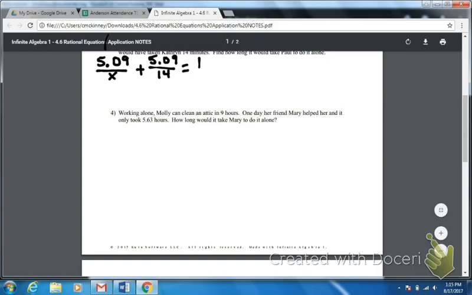So we're going to multiply everything by 14x. That's right. So each part is going to get multiplied by 14x. So when I do 14x here, the x's are going to cancel. What is 14 times 5.09? 71.26. I'm sorry.